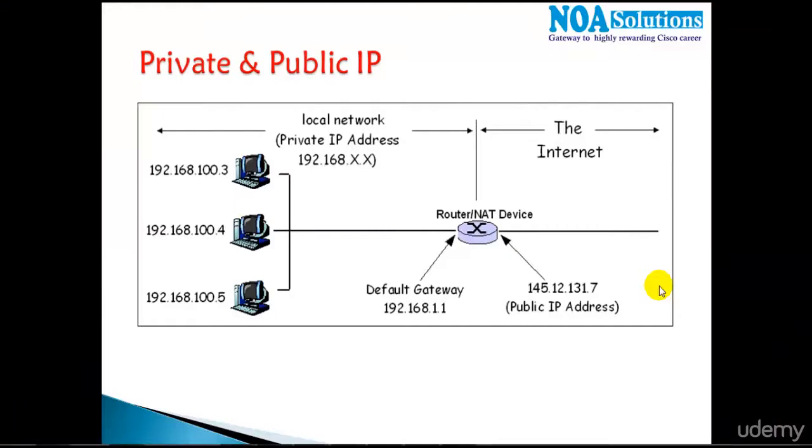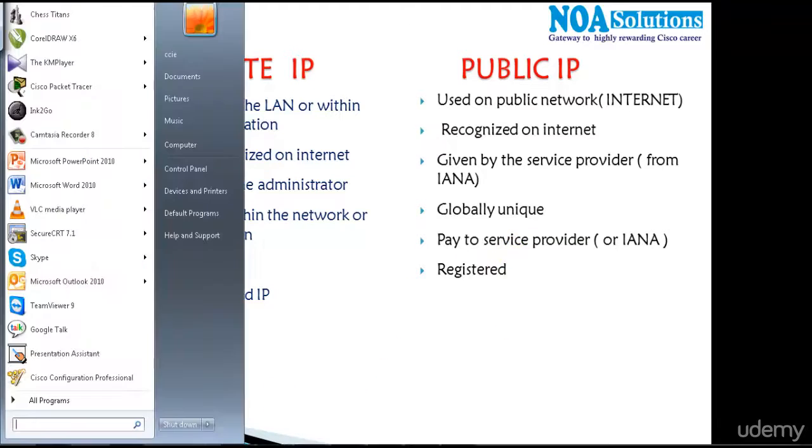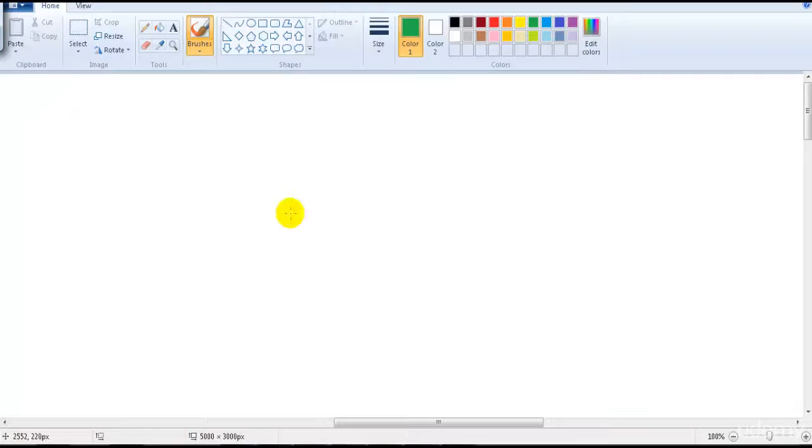So the next thing in the IP addressing part, we'll be discussing the difference between the private and the public IP addresses. Whatever IP addresses we can use are actually divided into two categories. One is the private IP address, and the other is public IPs, which can be used on the internet. So let's see the difference between the private and the public IP.